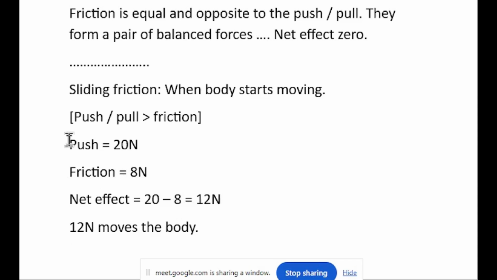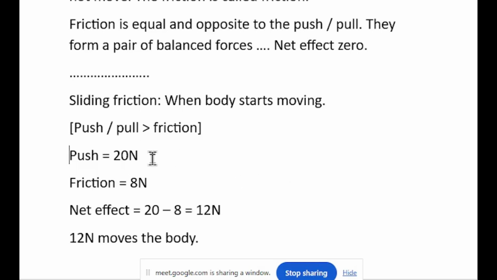So if push or pull is more than the friction, then the body will move. If push is 8 newtons and friction is 8 newtons, what will happen?